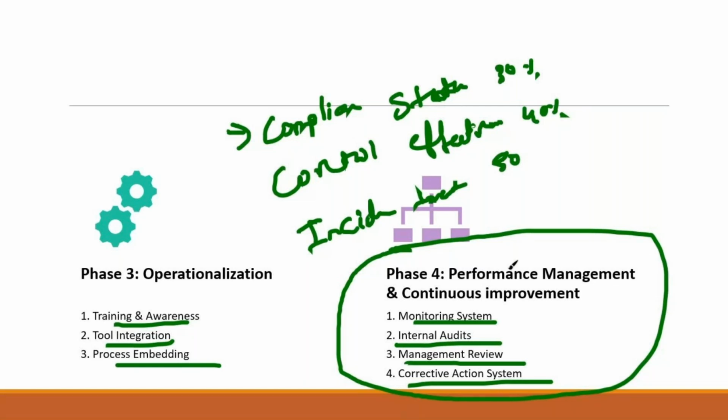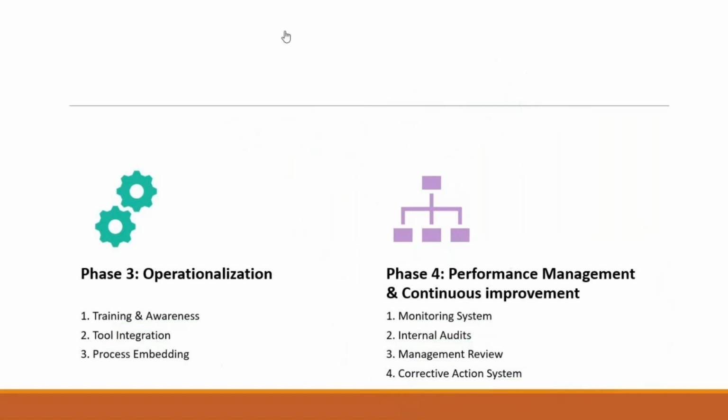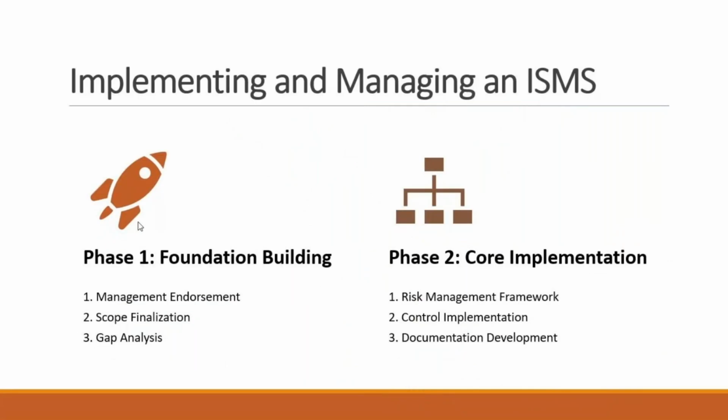Okay, so this is the roadmap you are going to follow. Very simple roadmap. First, create a foundation, build a foundation. Okay, take an approval, take support from the management, decide the scope, perform the gap analysis, create a strategy for the risk assessment, do the risk assessment, identify which controls are missing.